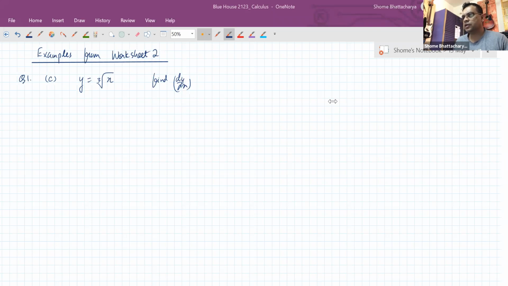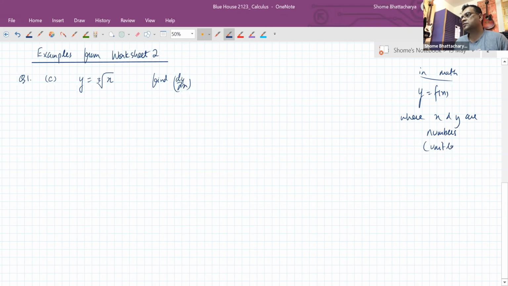So let me explain them. Okay. So Tanya is asking, does it have any particular unit? Yeah, rate of change will have a unit when we express it in terms of physics. Okay. So see, in terms of maths, if we are expressing y as a function of x, where x and y are numbers, so essentially they are unitless, then dy by dx is also unitless.